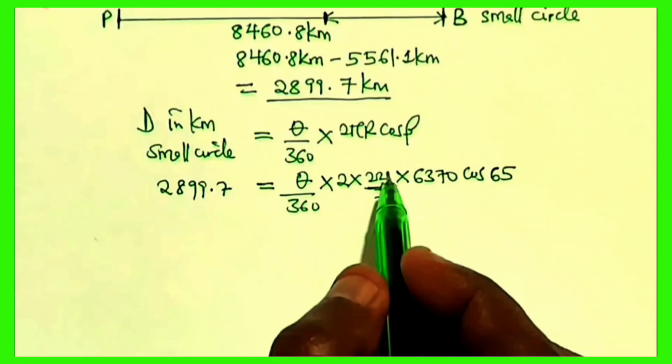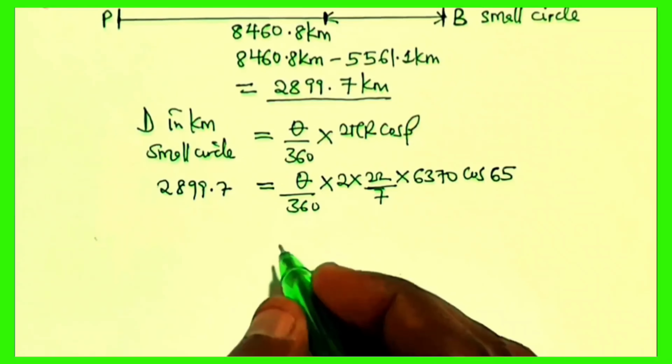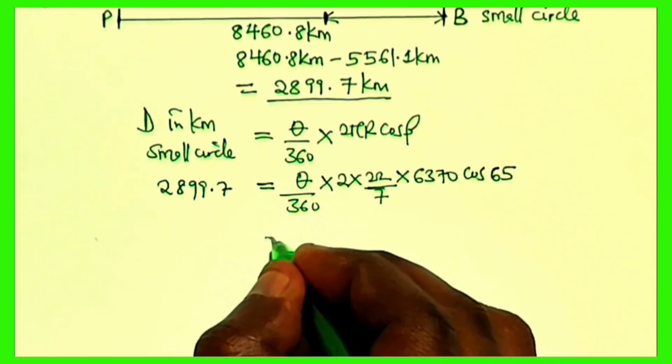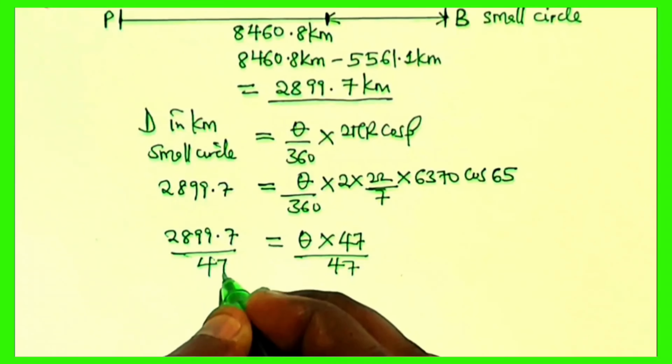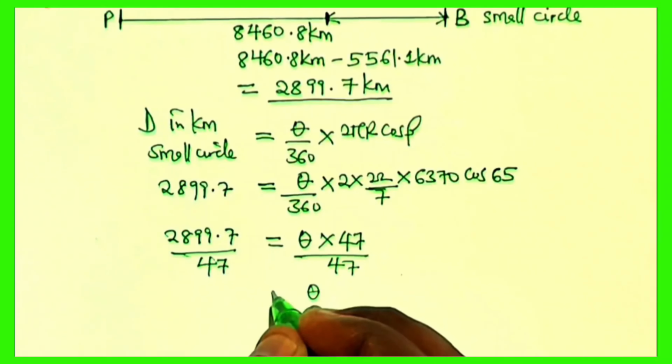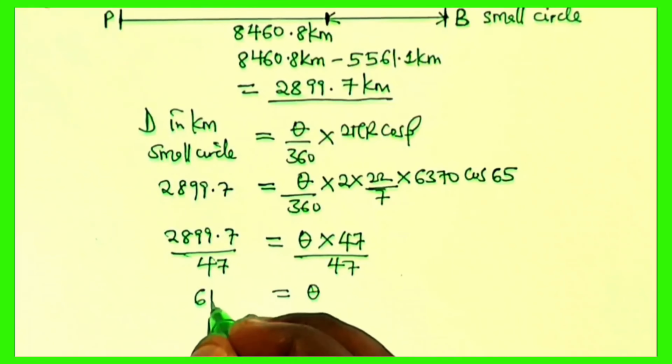And therefore the solution here will lead us to getting 47 as our answer. So this will be equal to 2,899.7 kilometers. And then we divide both sides by 47 so that we get the value of theta. So you're going to get the value of theta to be equal to 61.7 degrees.